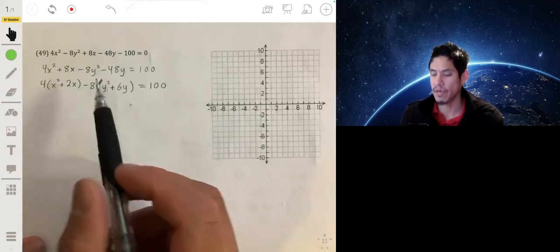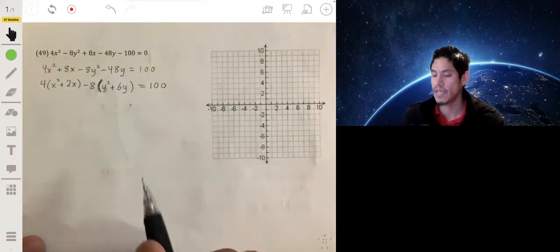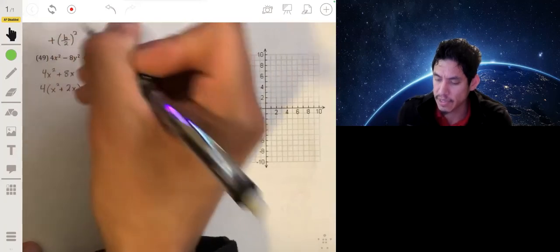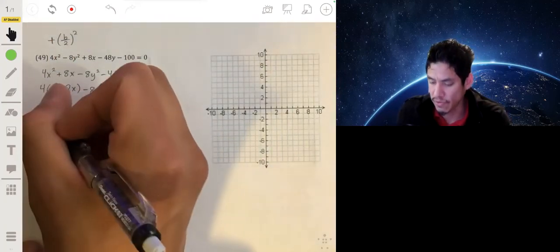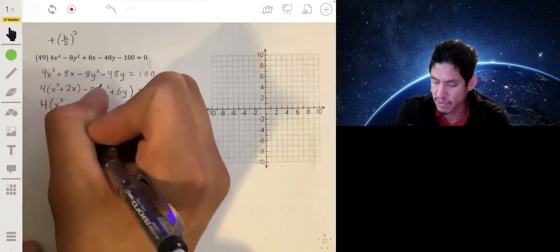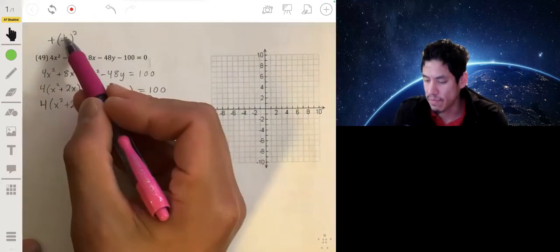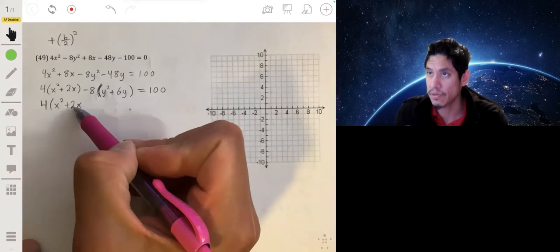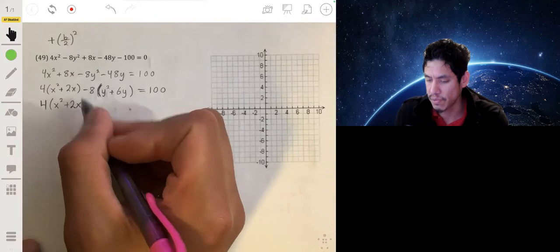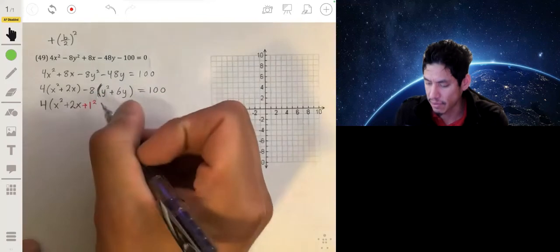Now we're going to complete the square for each variable, for the x variables and for the y variables. And for that, let's recall that we're going to have to add b over 2 squared to each group. So for the x terms, we'll have 4 times x squared plus 2x. And b will be 2, because that's the coefficient of x. So b over 2, or 2 over 2, will just be 1. So we're just going to add 1 squared to that group.